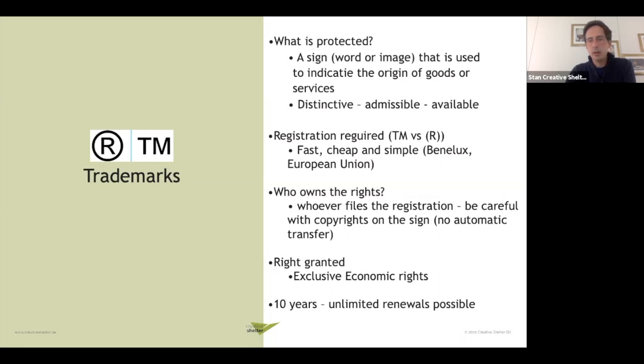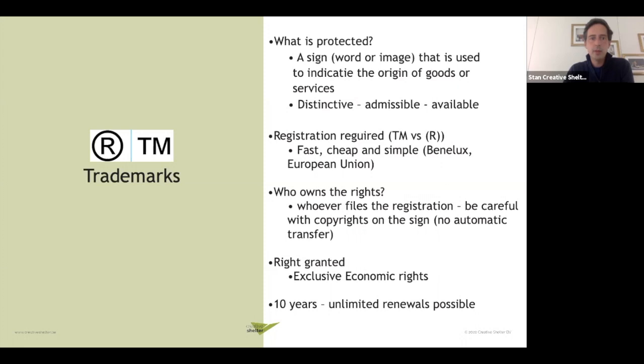Another thing that you need, it needs to be admissible. For example, it cannot be against the public order or the good faith. So it's not allowed, for example, to file a trademark in the shape of a swastika or flags of a country. You cannot really use that to make the origin of your goods or services aware. And it still needs to be available, which means that nobody else can actually have already filed this name, the name or the logo, for the same products and to distinguish the origin of the same goods or the same services.